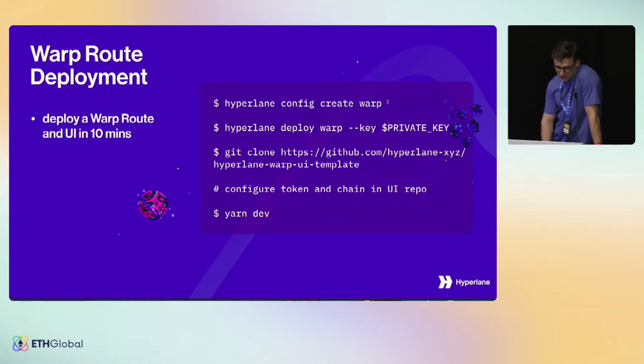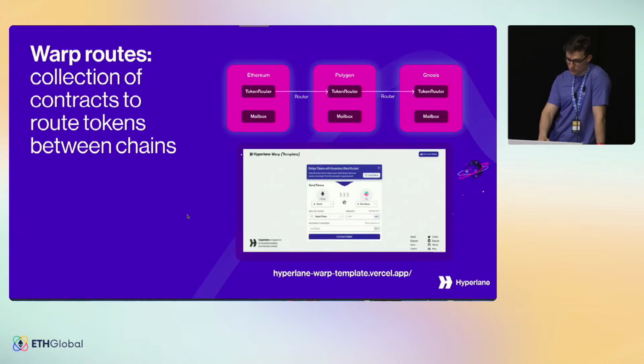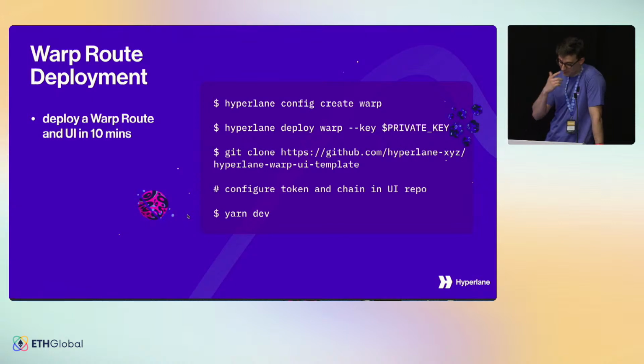Again, you run a command to configure the warp route, you deploy the contracts, you clone the warp UI template, pasting the configuration from your earlier deployment so it knows how to connect to the chain and all of that, and just yarn dev to spin up a local UI, and you have a live token bridge with a nice UI, ready to go, and to show to your investors and maybe convince them that it's time for them to fund you to build a light client because your app works at the proof of concept level.